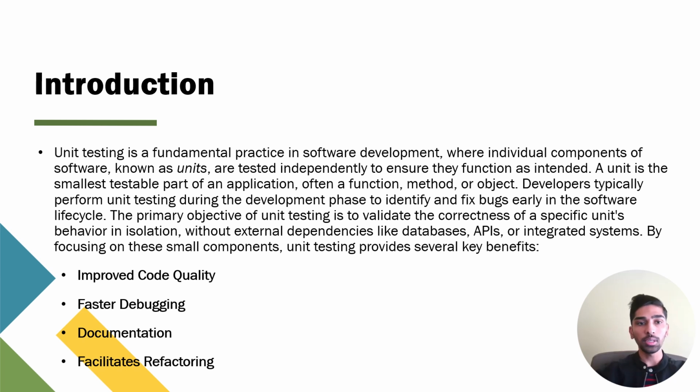Introduction. Unit testing is a fundamental practice in software development where individual components of software, known as units, are tested independently to ensure their functions are intended. A unit is the smallest testable part of an application, often a function, method, or object. Developers typically perform unit testing during the development phase to identify and fix bugs early in the software lifecycle. The primary objective of unit testing is to validate the correctness of a specific unit's behavior in isolation, without external dependencies like databases, APIs, or integrated systems.